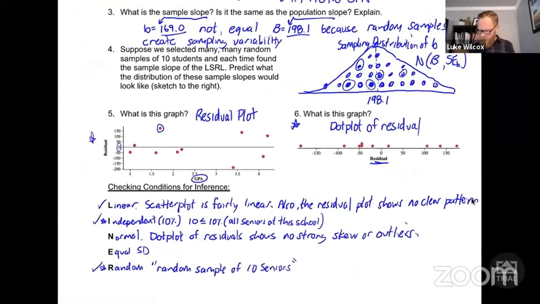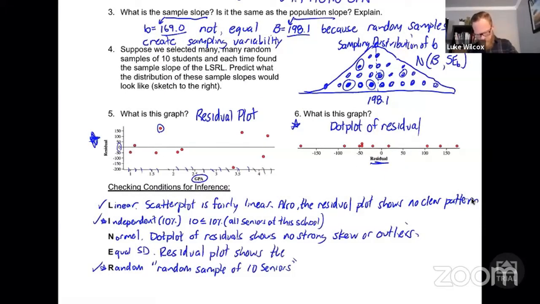And the way that we're going to check that is we're going to look back up here at this residual plot, and we'd like to see that the residuals have just about equal variability for each x value. So as I go through all the x values here, I'd like the variability of the y values to be mostly the same. So I'm going to say here that the residual plot shows the variability of y is similar for each x value.